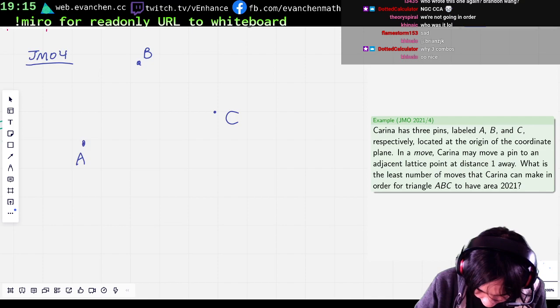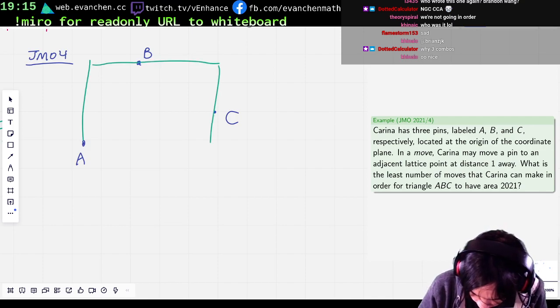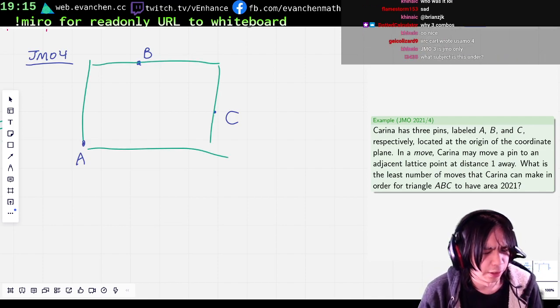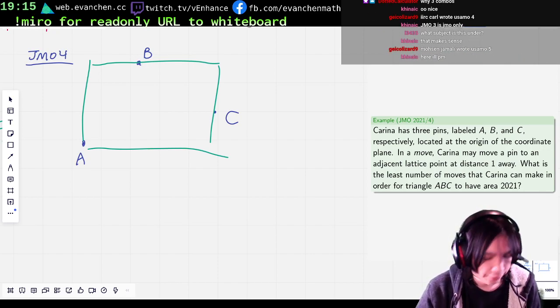So we're going to define the bounding box to be the axis aligned rectangle of smallest size that contains all the points. So this is called a bounding box.